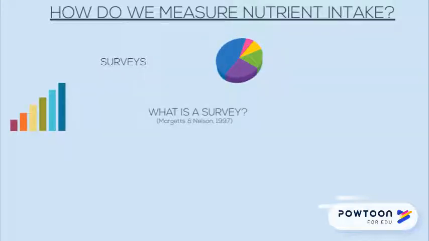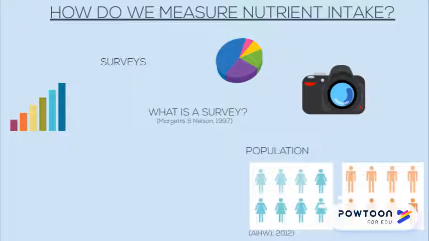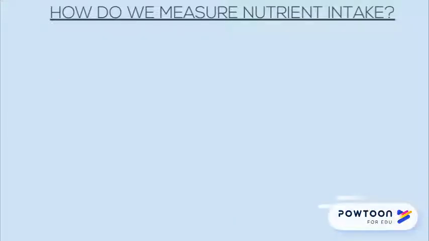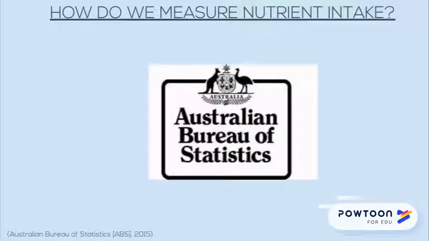Measuring the nutrient intake and status of Australia requires primarily the use of surveys. A survey gathers information and provides a snapshot of the population we are interested in. Commonly, nutritional surveys study populations defined by geography, such as nationwide or statewide. Survey data is collected by the Australian Bureau of Statistics, Australia's official statistical agency that provides trusted information on key national issues such as food intake.